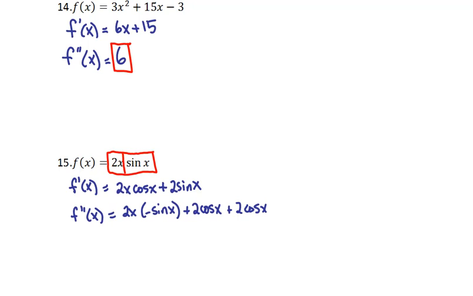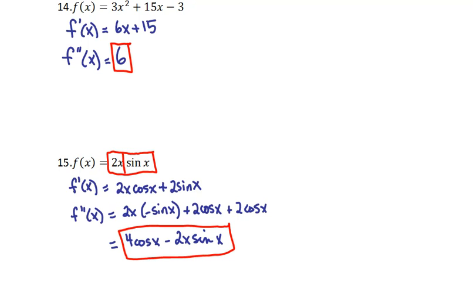For example, the 2 cosine x plus 2 cosine x is equal to 4 cosine x. And since that's positive, I'll put that first. And then minus 2x sine x. And that would be our second derivative. We could factor out a 2 from that, but that's not that important here. Okay, so I'm going to go on to number 16 then.